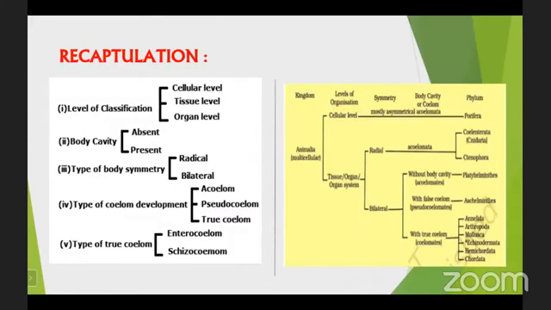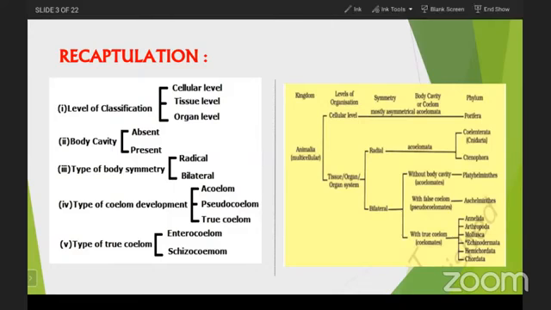And tissue level and organ level. Yesterday we discussed all these things. Today we are going to learn about the body cavity, types of symmetry, and type of development, coelom development, and types of true coelom. Once again, go through this flow chart.